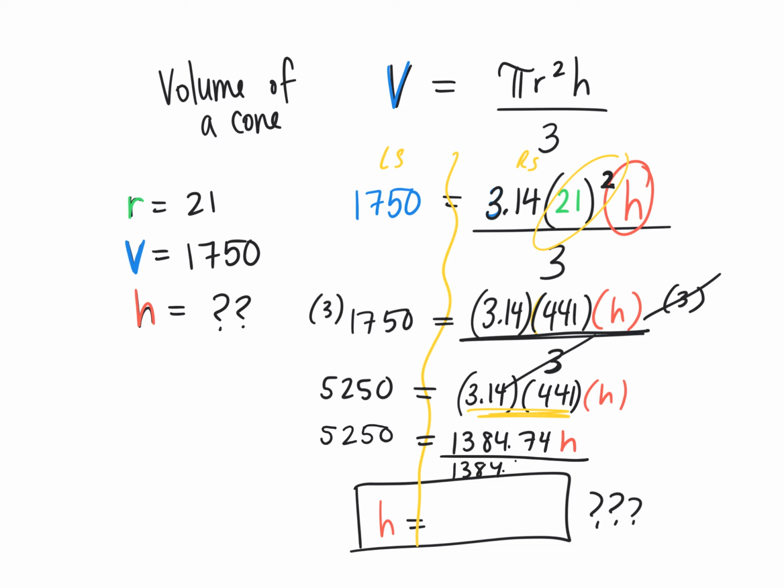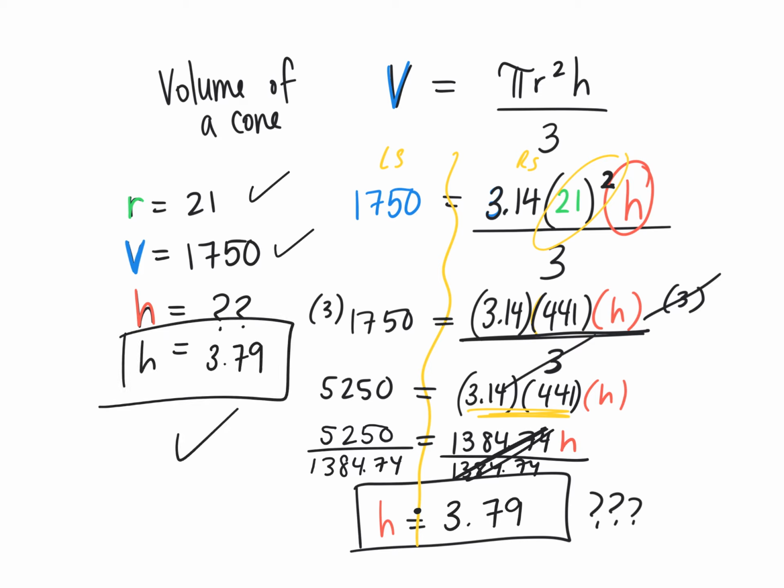Opposite of multiplication is division. Divide it by itself so that we can reduce this to 1. If I divide that on the right side, I need to do the same thing on the left side. So 5,250 divided by 1,384.74. Let's calculate that. Okay, and we get an answer of approximately 3.79. I'm going to round it to 2 decimal places. So if the radius is 21 units, the volume is 1,750 units, then the height would be equal to approximately 3.79 units, and that is our final answer for this question.